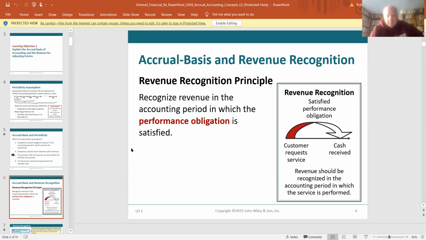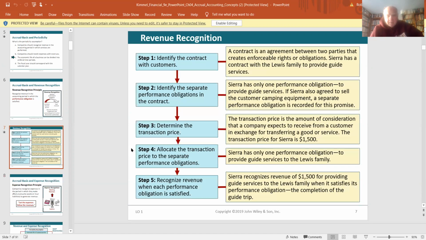Revenue recognition. Revenue is recognized in the accounting period in which the service is performed, okay? The service is performed. Has nothing to do with the payment of the goods. Payment can come later. Payment can come in advance. It's when you actually perform the service that you recognize the revenue, okay?